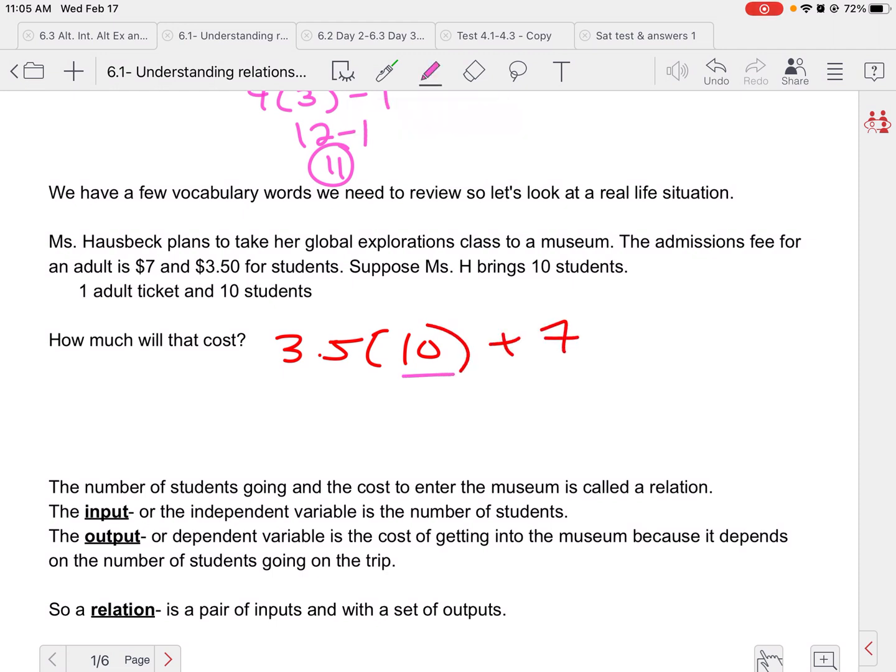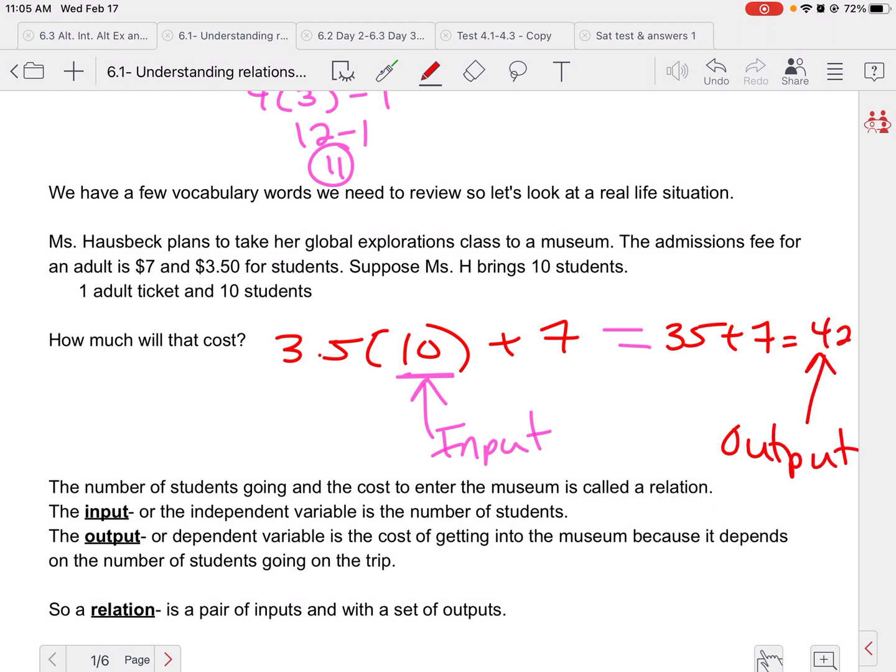So the input is 10 because I'm inputting that I have 10 students that I'm taking. Well then, $3.50 times 10 is 35, plus 7 would be $42. And the $42 is my output. That's the outcome of the story, right? That's how much I have to pay. So the answer to our question is our output. The input is what information we have to put in, okay?